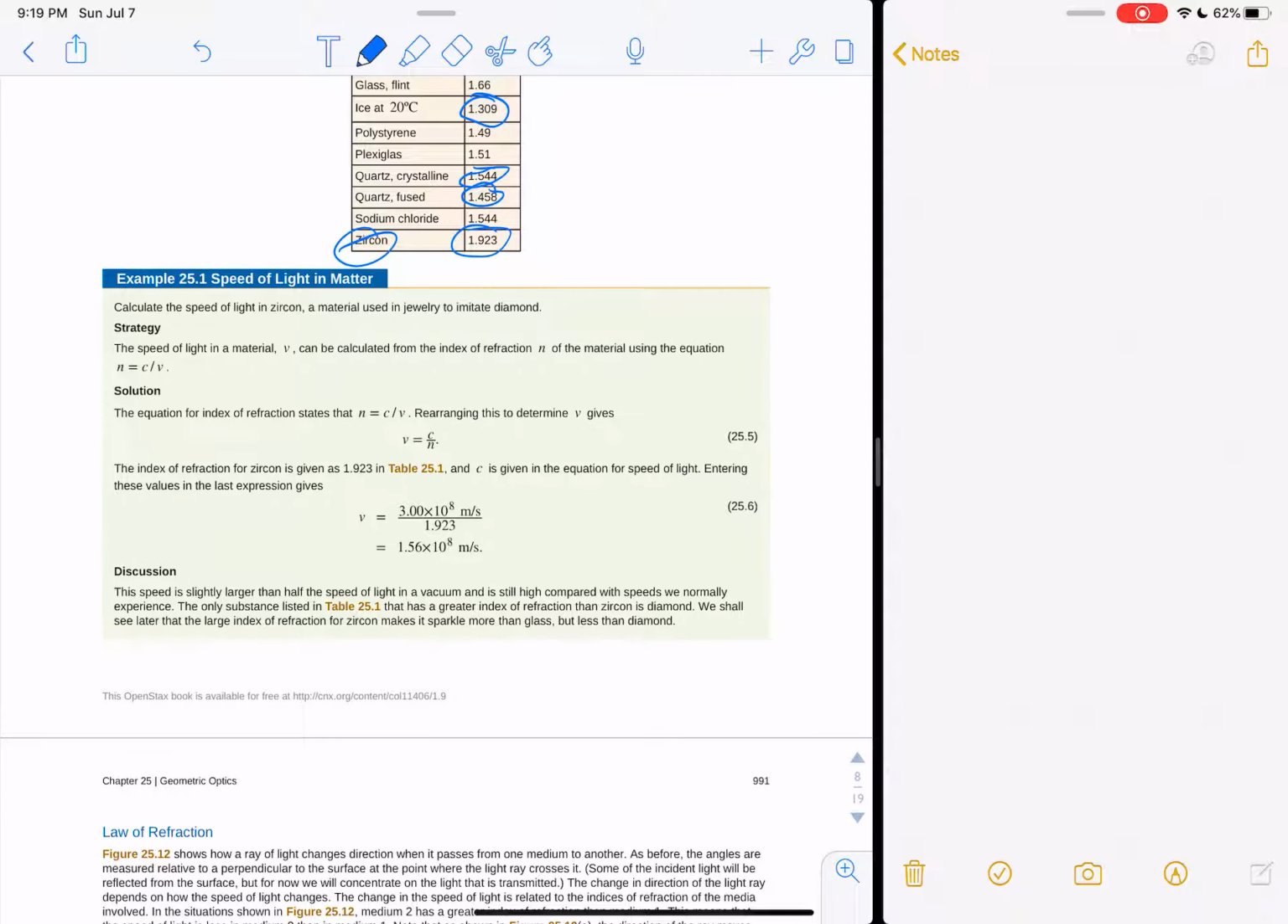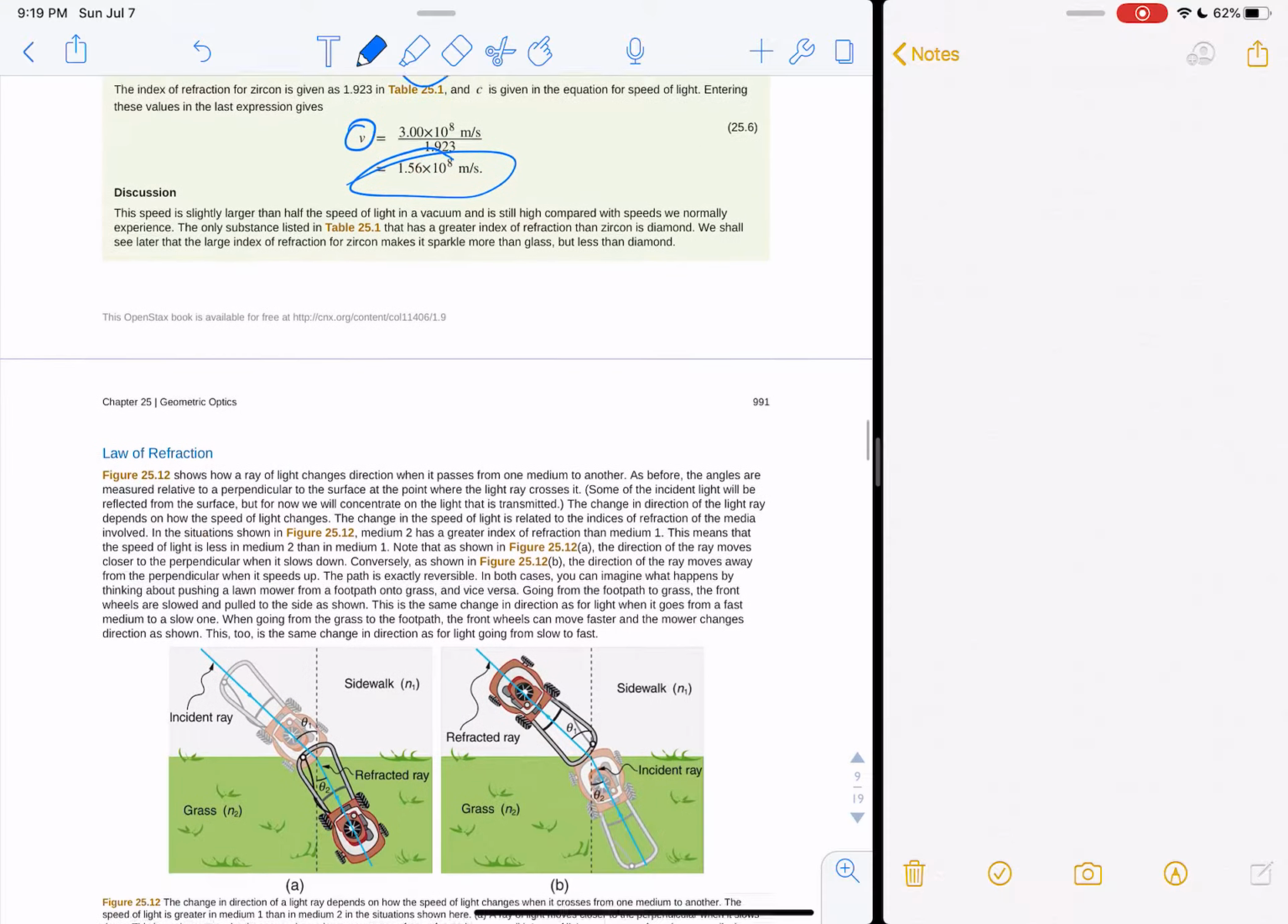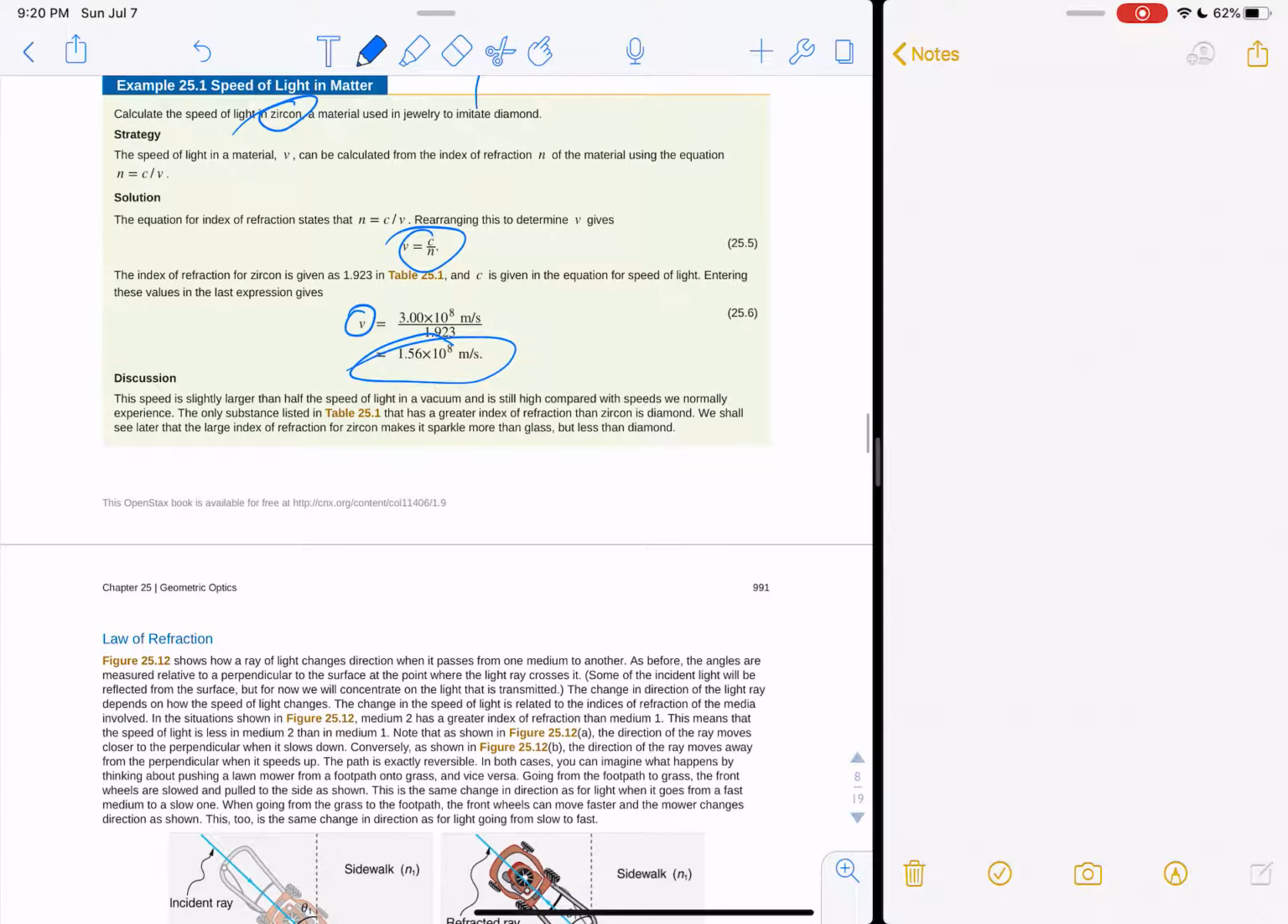Okay, so you can figure out the speed of light in zircon, for example, which is 1.9. So v equals c over n. So the speed of light in zircon is going to be c over n. So you end up about half the speed of light in zircon. So it slows down. So this is fiber optic cables, light that's traveling around in fiber optics. It actually slows down, travels much slower.